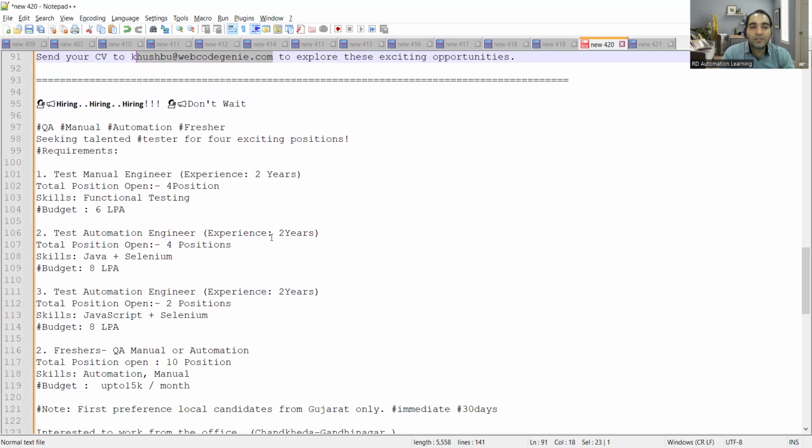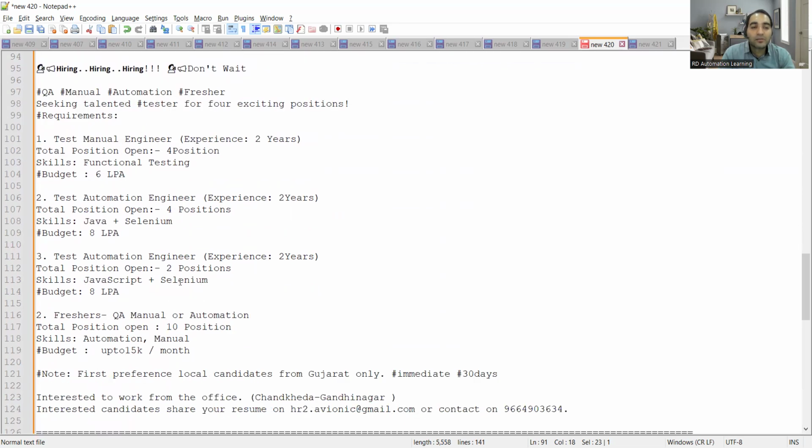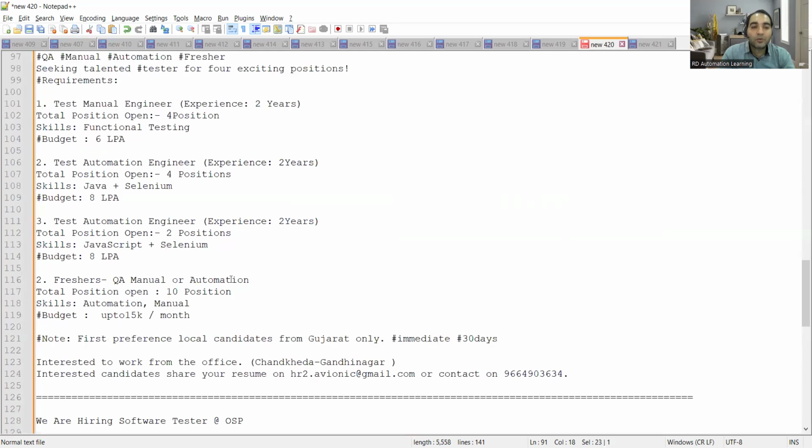Then test automation engineer experience required is 2 years. Skills is Java plus Selenium. Then test automation engineer experience is 2 years required. Skills is JavaScript plus Selenium. Earlier it was Java plus Selenium. Then one more for QA manual or automation. 10 positions are there.